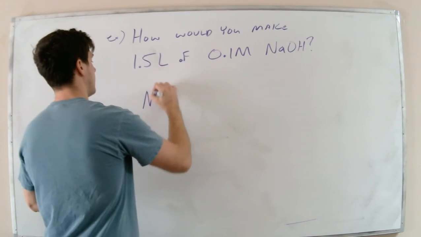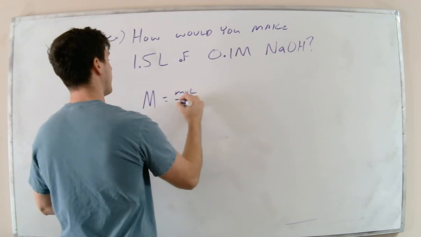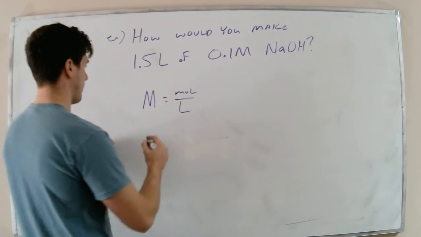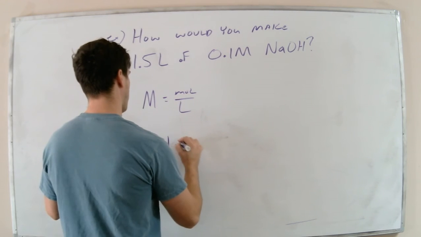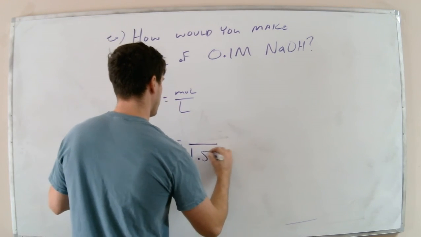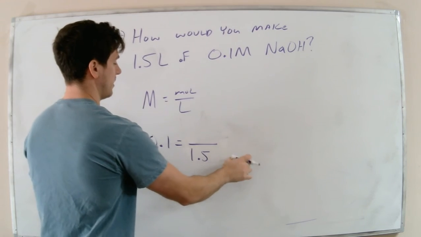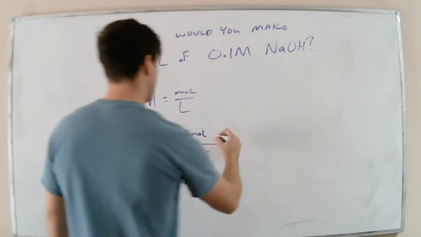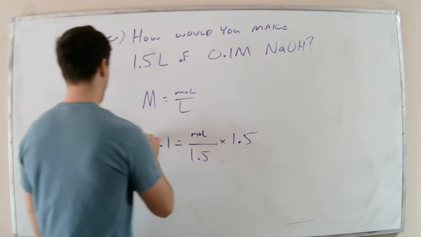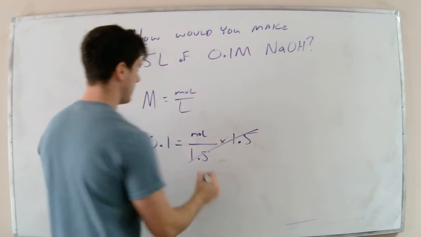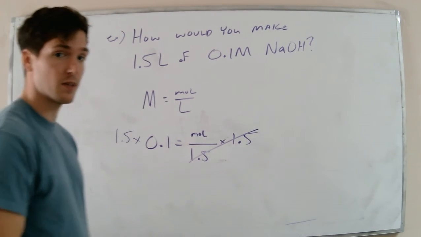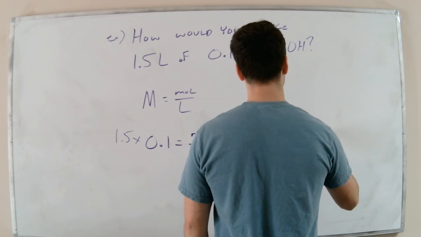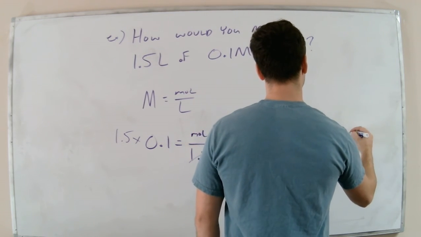Well, I know molarity equals moles over liters. Well, if I can figure out the moles, I can figure out the grams. My molarity is 0.1, and my liters were 1.5 liters. So now I could go ahead and I can figure out how many moles I need. So, divide by 1.5 on both sides, and that'll tell me how many moles I need, which will be 0.15 moles of NaOH.